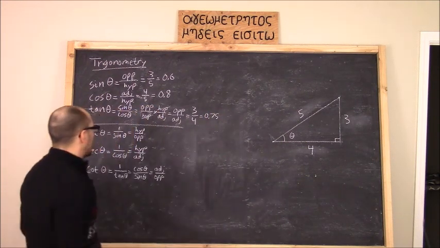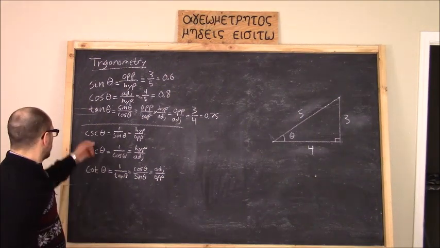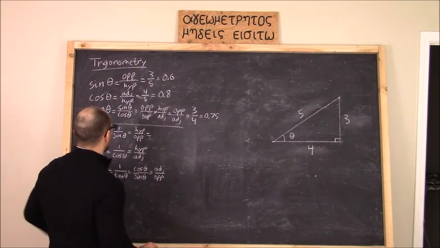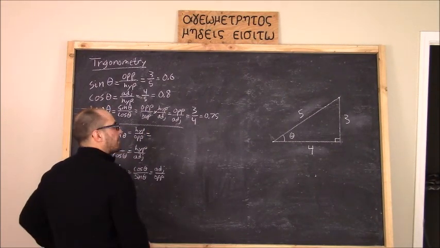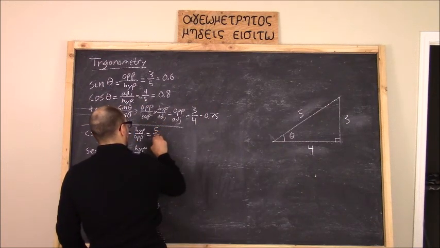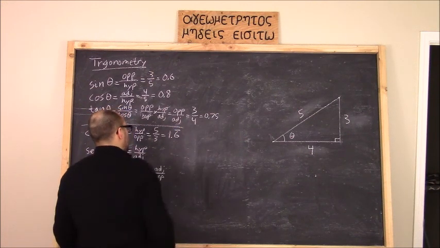Okay? If we want to do the reciprocal functions, cosecant, secant, and cotangent. Well, hypotenuse over opposite. 5 over 3. That's going to be 5/3, as a decimal, 1.6 repeating.